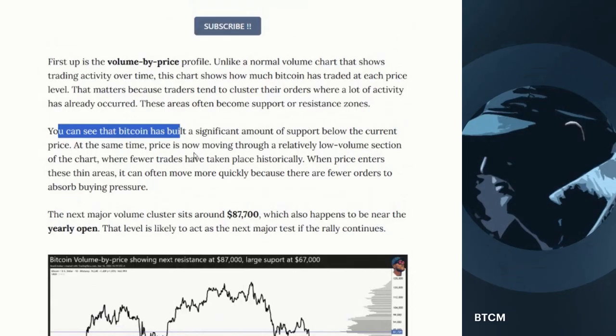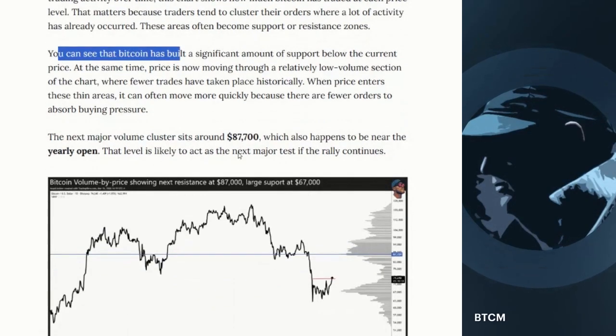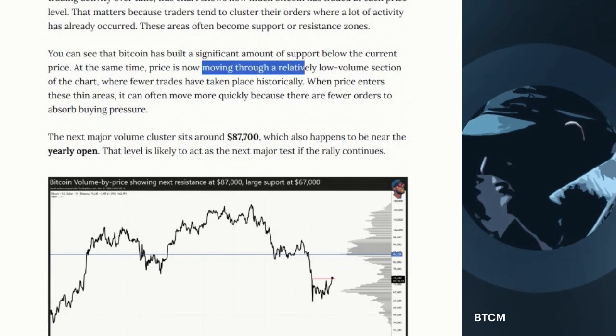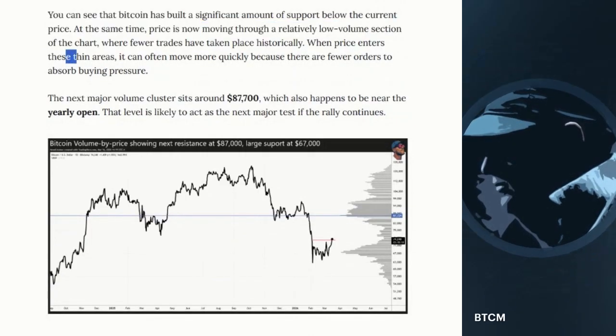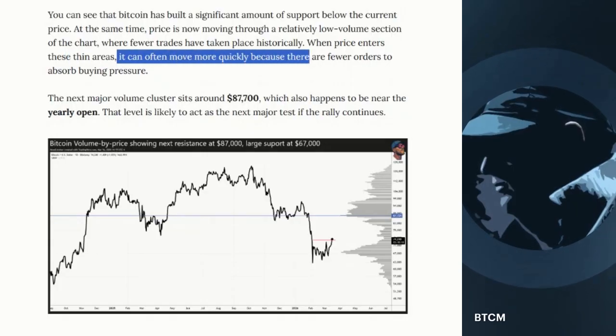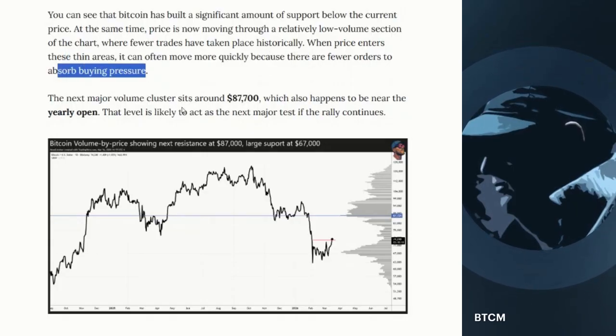You can see that Bitcoin has built a significant amount of support below the current price. At the same time, price is now moving through a relatively low volume section of the chart where fewer trades have taken place historically. When price enters these thin areas, it can often move more quickly because there are fewer orders to absorb the buying pressure.